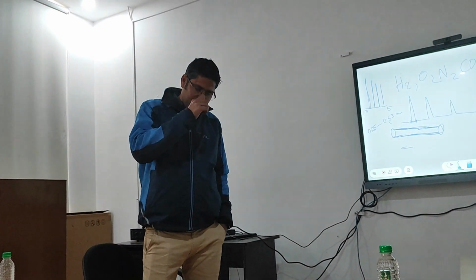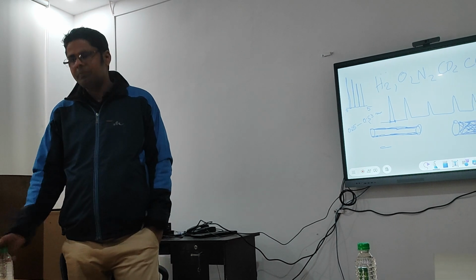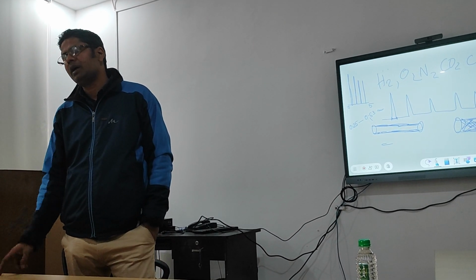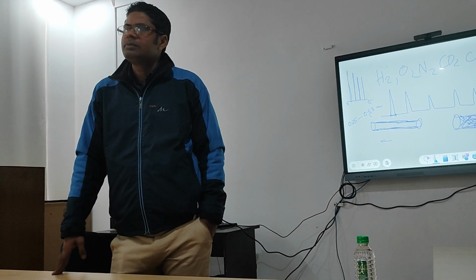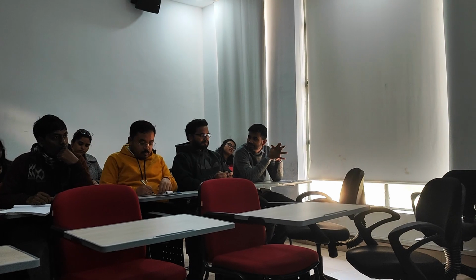In GC, we use many types of detectors. How many detectors have you heard of in the last 5 to 10 days? UV, diode array? That is not a GC detector. GC detectors, how many have you heard of? Basically, you have been trained on GC-MS. Normally, MS is also a detector. So, other than MS, you have heard of FID. Okay? And any other?